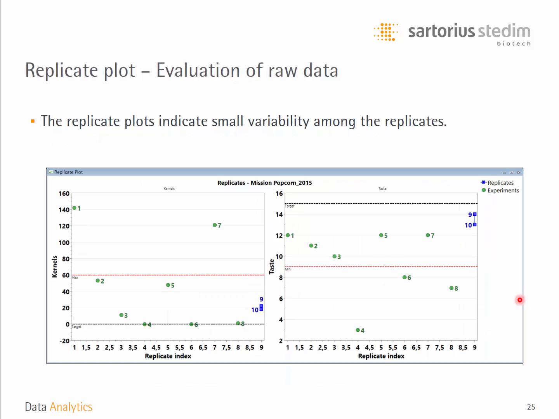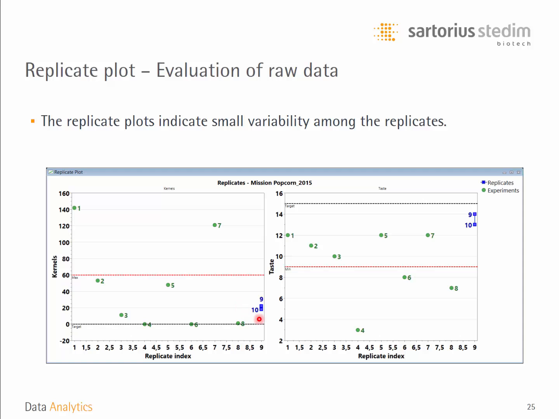Inside the MODDE 12 software, we have something called the Analysis Wizard, a guided workflow that will help you go through the most critical and essential steps in the data analysis and in the correct order. One of the plots that is a part of this Analysis Wizard is the replicate plot, which will show us how much the variation in the replicates is in relation to the spread across all the measurements in the experimental plan.